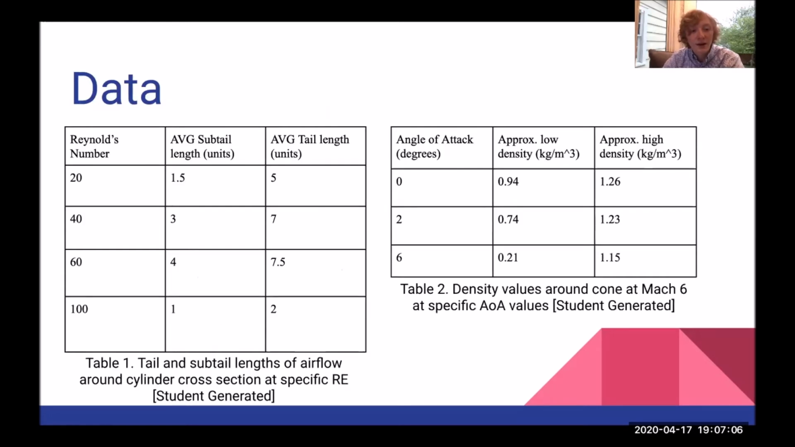Now, here's my data. So on the left is my Reynolds number test, and on the right is the angle of attack test. And you can see that I tested Reynolds numbers of 20, 40, 60, and then 100 just to see what it would be like up there. And for angles of attack, I chose 0, 2, and 6.